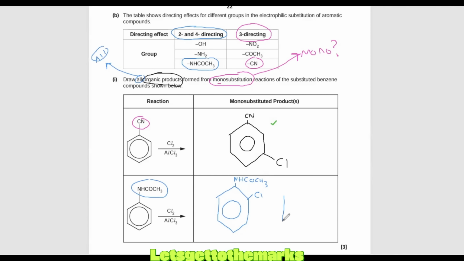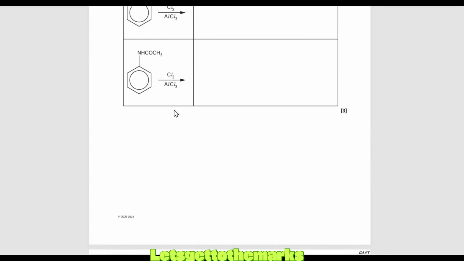Right. And then it wants us to show all the organic products. So we have to show both types of mono substitution. So we're going to show the chlorine now attached to the 4th carbon, which is going to be there. Although it says 2,4 directing, you can get 2, 4 and 6 with these things normally. Okay, there we go, 3 marks.